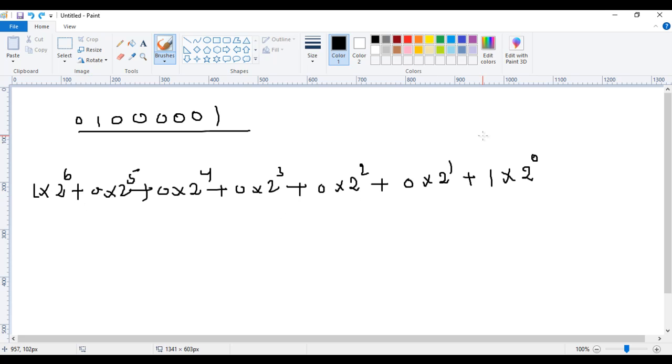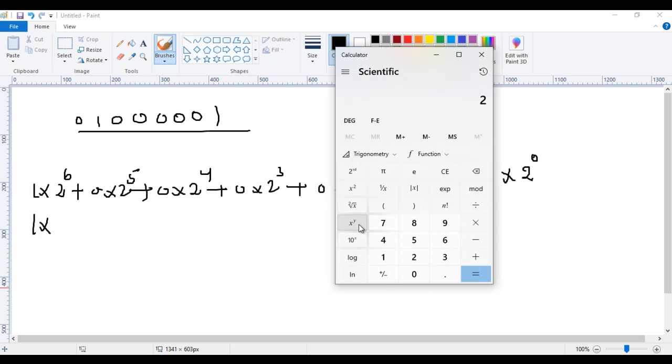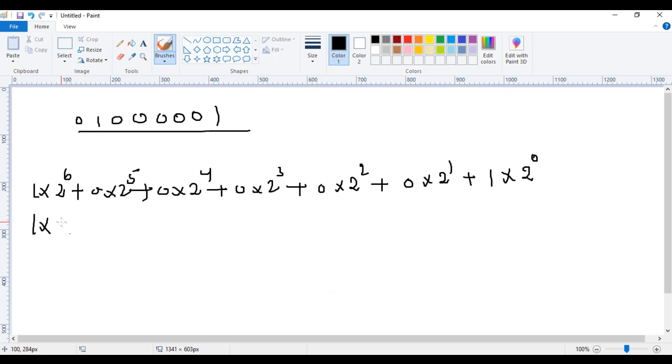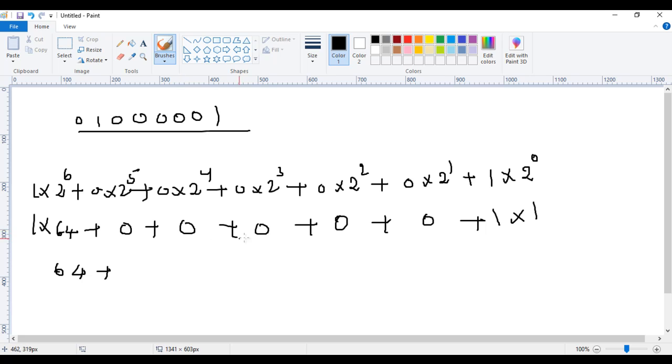Now let's evaluate this expression. 1 multiplied by 2 to the power 6. You can see 2 to the power 6 is equal to 64. So 64 plus 0 multiplied by anything is 0, plus 0 multiplied by anything is 0, plus 0 multiplied by anything is 0, plus 0 multiplied by anything is 0, plus 1 multiplied by 2 to the power 0. Anything raised to the power of 0 is 1, guys. So 64 into 1 is 64. 0 plus 0 plus 0 plus 0 plus 0 goes to 0, plus 1 multiplied by 1 is 1. 64 plus 0 is 64. 64 plus 1 is 65, guys.